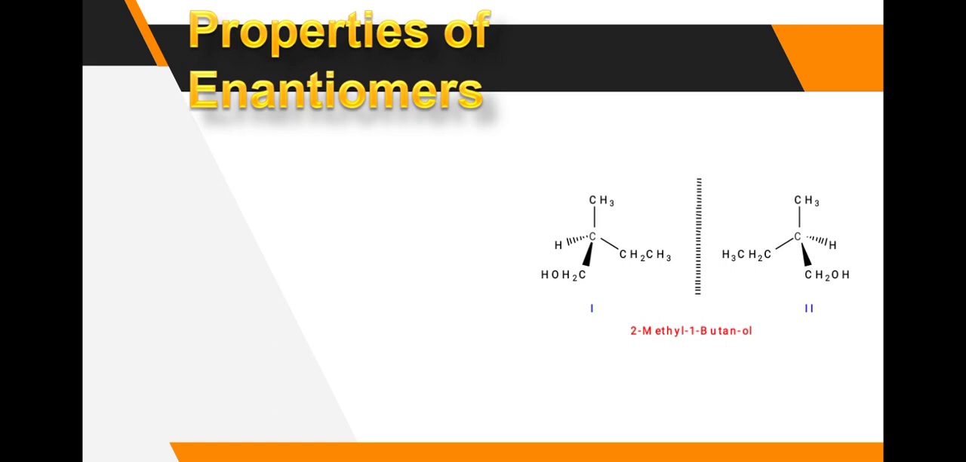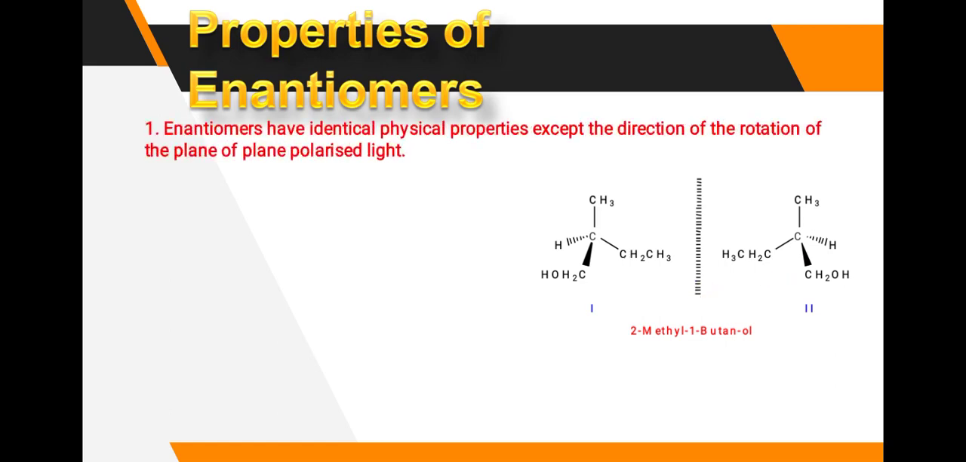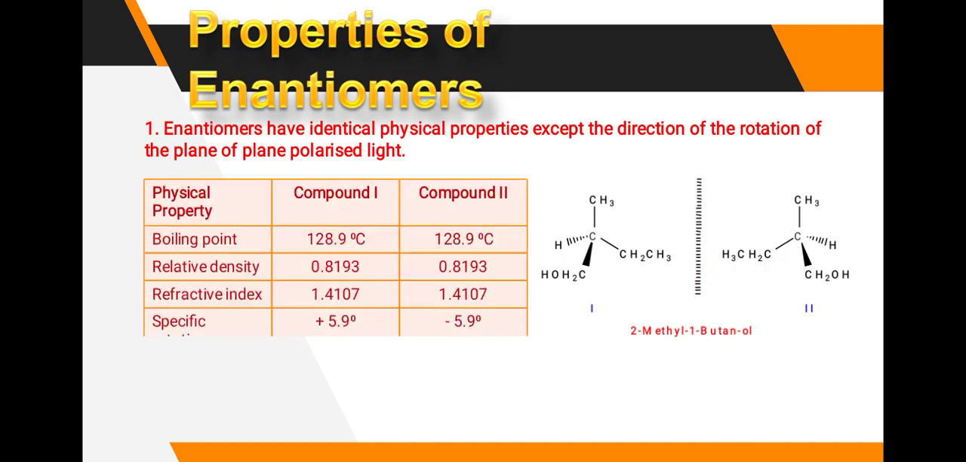This is the structure of 2-methyl-1-butanol. Here chiral carbons are present because 4 different groups are attached. This is non-superimposable mirror images, so this is enantiomer. Enantiomers have identical physical properties except the direction of the rotation of the plane polarized light. Then physical property: this is compound 1 and compound 2.